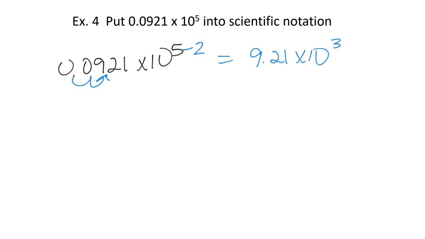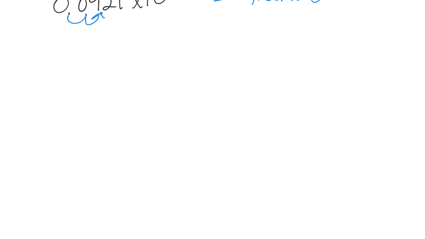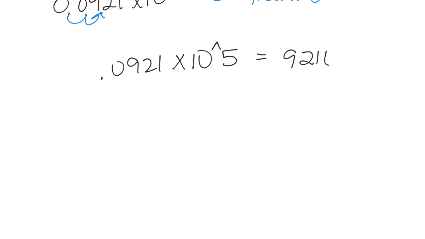You can also do the same thing with the calculator. You put this in the calculator. So you put in 0.0921 times 10 and use your caret or y to the x or whatever, and you'll get 9210. Well, 1, 2, 3. 9.21 times 10 to the 3rd.